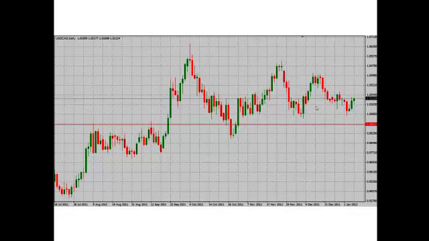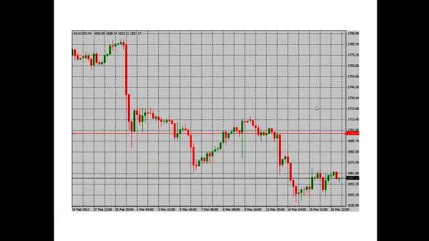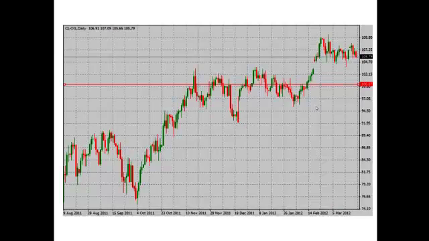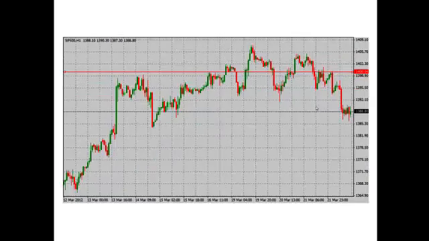More recently, we see a few additional examples. Gold at $1,700 an ounce, oil at $100 per barrel, and the S&P 500 finding resistance at around 1,400 points.